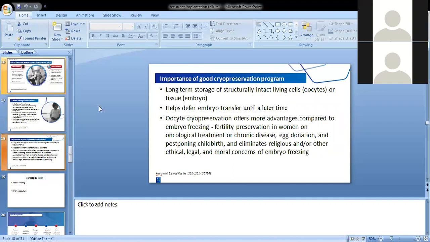Now, importance of a good cryopreservation program. Long-term storage of structurally intact living cells or the embryo helps to defer embryo transfer until a later time. Oocyte cryopreservation offers more advantages compared to embryo freezing: fertility preservation in women on oncological treatment or with chronic disease, egg donation, postponing childbirth, and it eliminates religious and other ethical, legal, or moral concerns of embryo freezing.